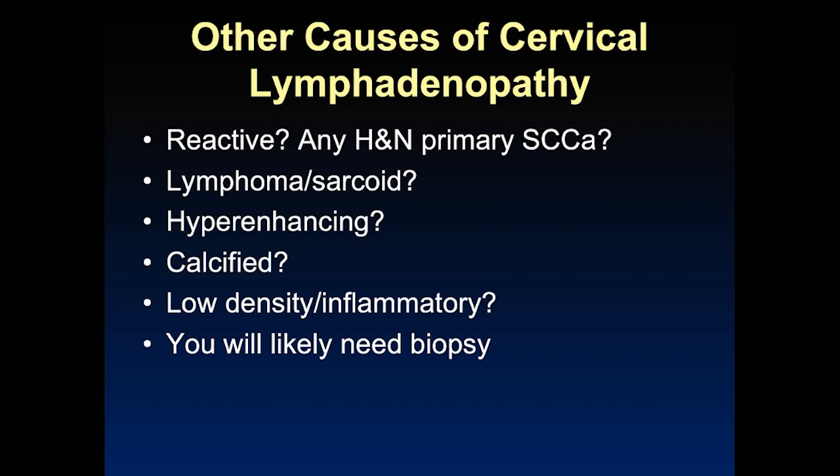But first, of course, you want to search the rest of the scan for any signs of a head and neck primary squamous cell carcinoma. Other common causes of cervical lymphadenopathy include lymphoma and sarcoidosis. And then you want to see if the nodes are either hyperenhancing, calcified, or low density, because these imaging characteristics can guide your differential a little bit. But as it turns out, if there is persistent lymphadenopathy that's not going away, you will likely need biopsy in order to confirm the pathology for head and neck lymphadenopathy.